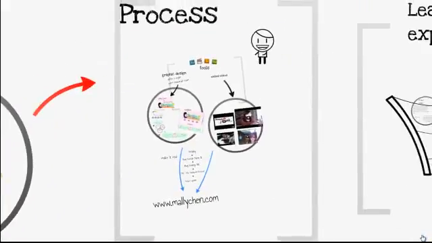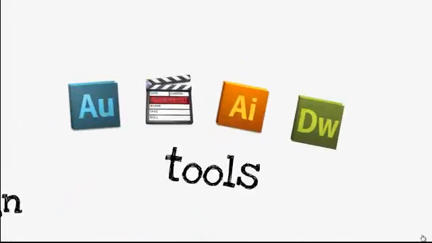Now let's check out my process. Actually, it is not that complicated as it seems to be. I mainly use 4 tools on the project. Adobe Audition is used to record the voiceover and to do some noise reduction. Final Cut Pro, absolutely, for video editing. Adobe Illustrator for graphic design, and Dreamweaver for HTML and CSS coding.